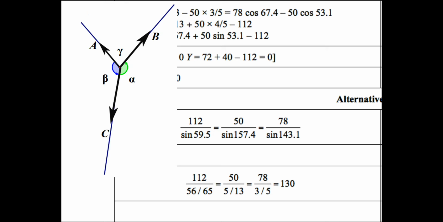And also we can use the sine rule, with force divided by sine of the opposite angle, it will be equal on the other sides. This is 112 over sin 59.5, the same as 50 over sin 157.4 and equal to 78 over sin 143.1. From the sine rule, 112 divided by sin 59.5 equals 50 divided by 5/13 and equals 78 divided by 3/5. That is equal to 130. So this is in equilibrium. From the sine rule, every force divided by the sine of the opposite angle is equal. That's it.